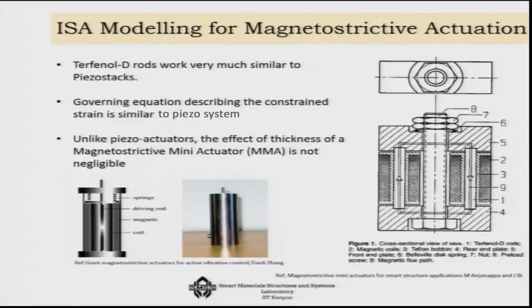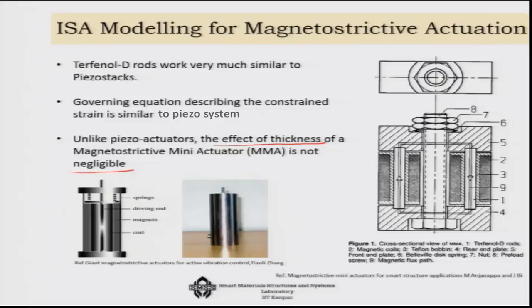Before we start the ISA modeling for magnetostrictive actuation, a little bit of generic information: Terfenol-D is generally used for this magnetostrictive actuation. I have already talked about Terfenol-D to you. It consists of terbium, iron and dysprosium, and the governing equation describing the constant strain is similar to the piezo system, except that you have to consider the temperature effect also. So, we will talk about it. And unlike the piezo actuators, the effect of thickness of a magnetostrictive mini actuator is not negligible. So, in the uniform strain model, we cannot neglect that.